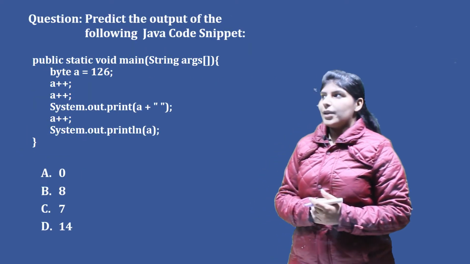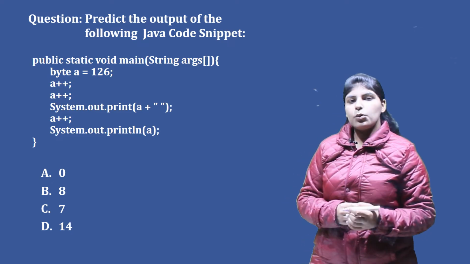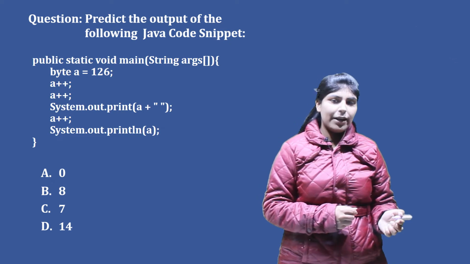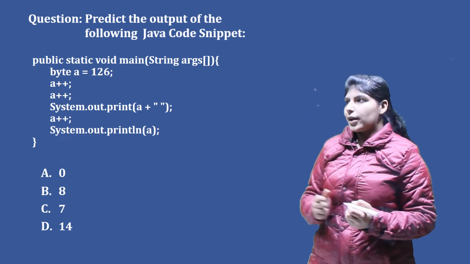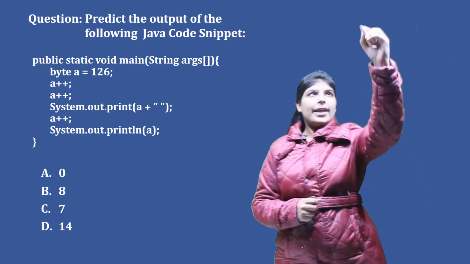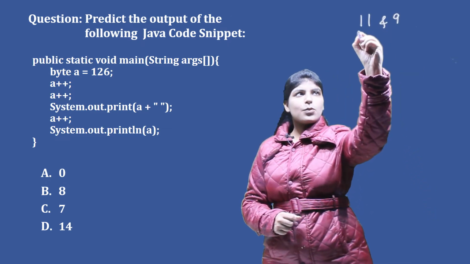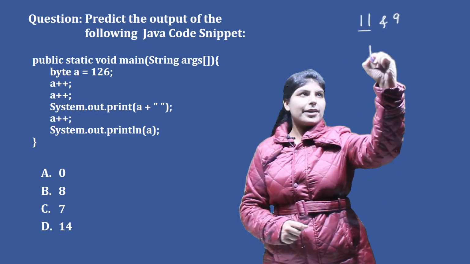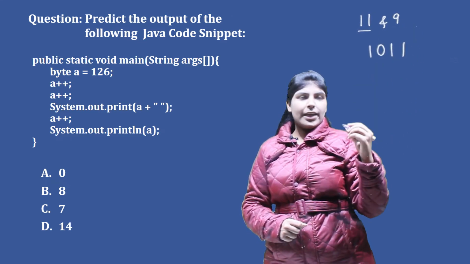Okay. So now let's see the next question. In this question, we have binary operators. So how do binary operators work? First, we convert a decimal number to its binary equivalent and then we perform the operation on the individual bits. So here I have x equals to 11 bitwise and 9. So first we'll write 11 in binary. We'll write it as 1011. How will we write 9? We'll write it as 1001.